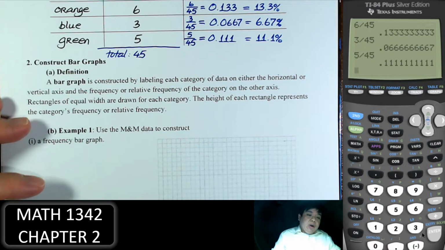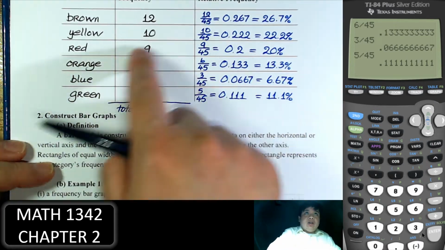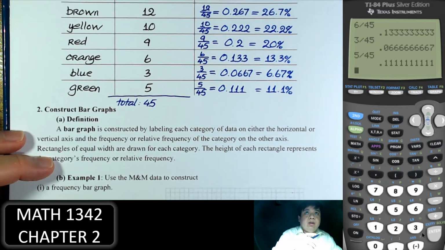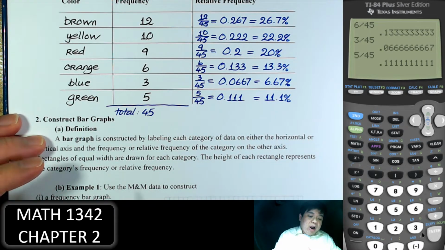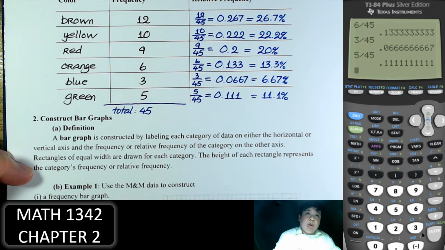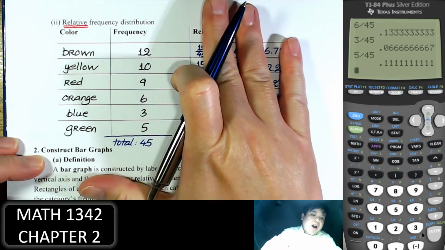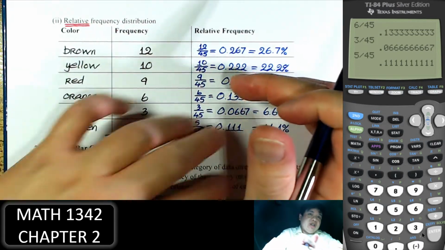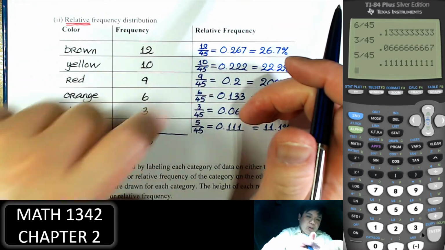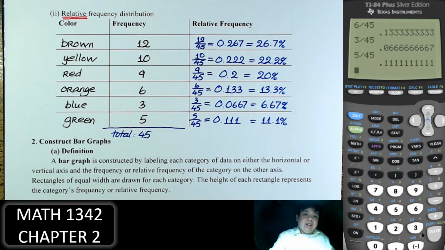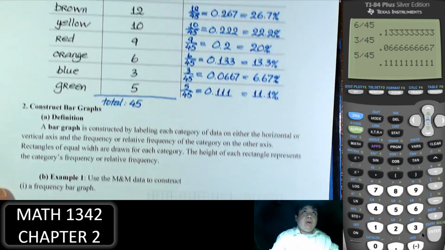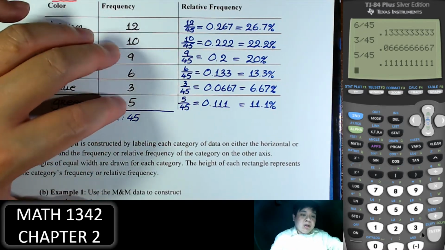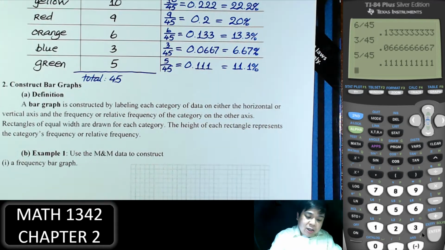Now, next we construct based on this information. We'll construct a frequency bar graph and then a relative frequency bar graph. For the frequency bar graph, we use the frequency, and for the relative frequency bar graph, we use the relative frequency. There will be 6 categories and the maximum number is 12. So keep that in mind.